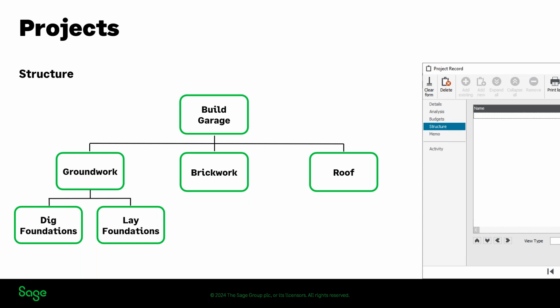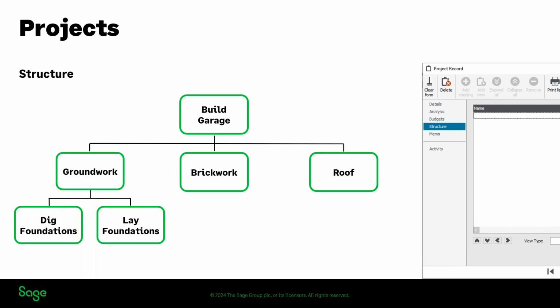That it needs to be set up as a project record in its own right. Remember, there's no limit to the number of project records that you can set up, but it's up to 10 levels. Now, I've never come across anyone using 10 levels within the structure area, but obviously you've got that option available should you need it.